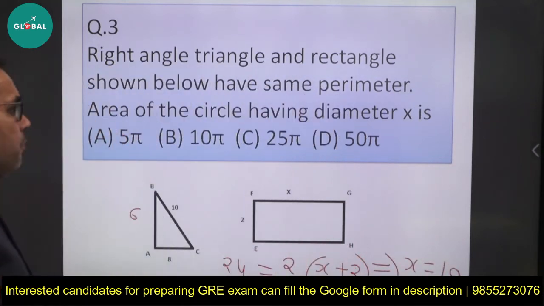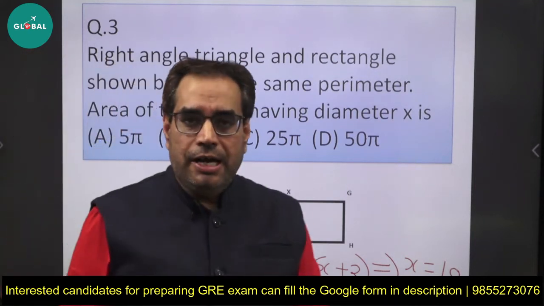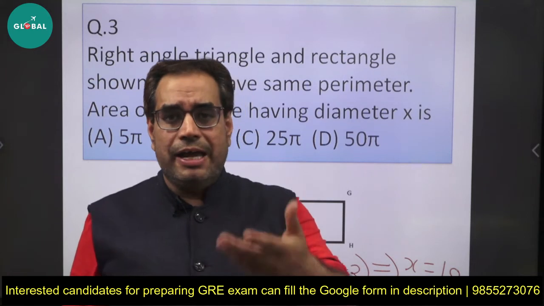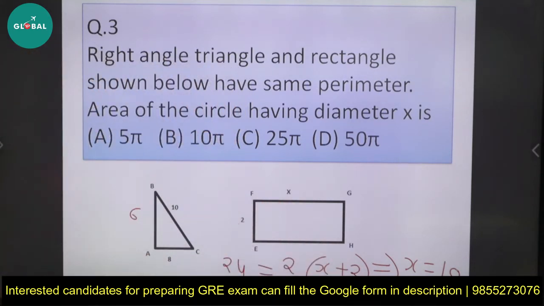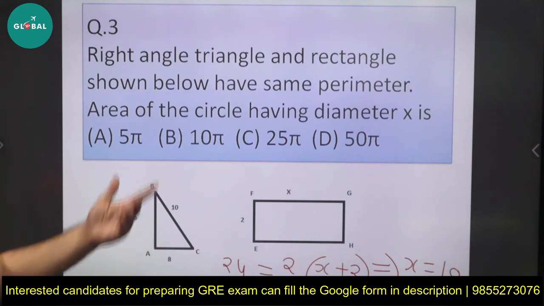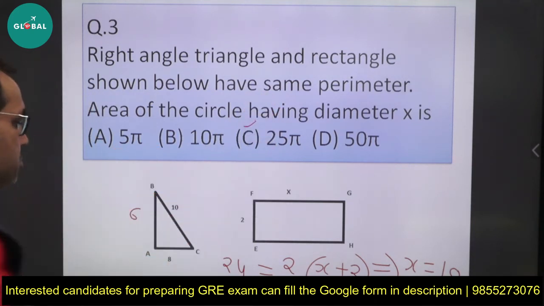Now if the diameter of a circle is x, that means 10. If diameter is 10, then obviously its radius is half of the diameter. So radius is 5. And if radius is 5, then what is the area of the circle? Area of the circle is pi r square. So it is 25 pi. So C is going to be the right answer in this question. Now let us move to the next question.